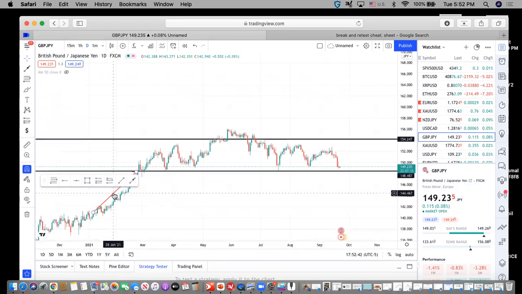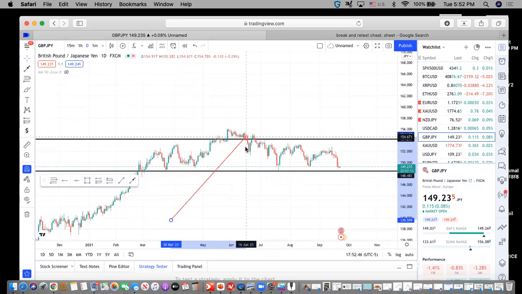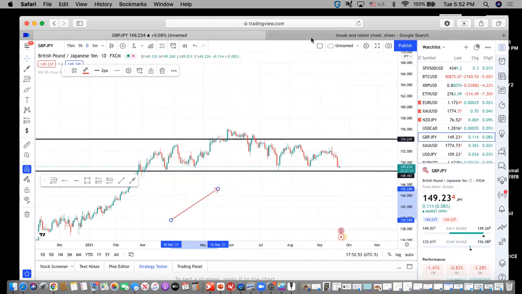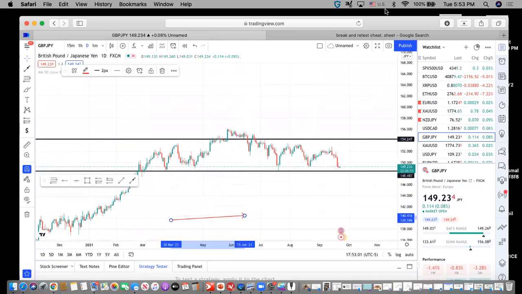So in this example, price broke through right here. This is the area where price broke through. Now I'm going to explain to you guys the retest. We got the break, and the break is just a breach of an area, once an area gets breached. So now let's go back.